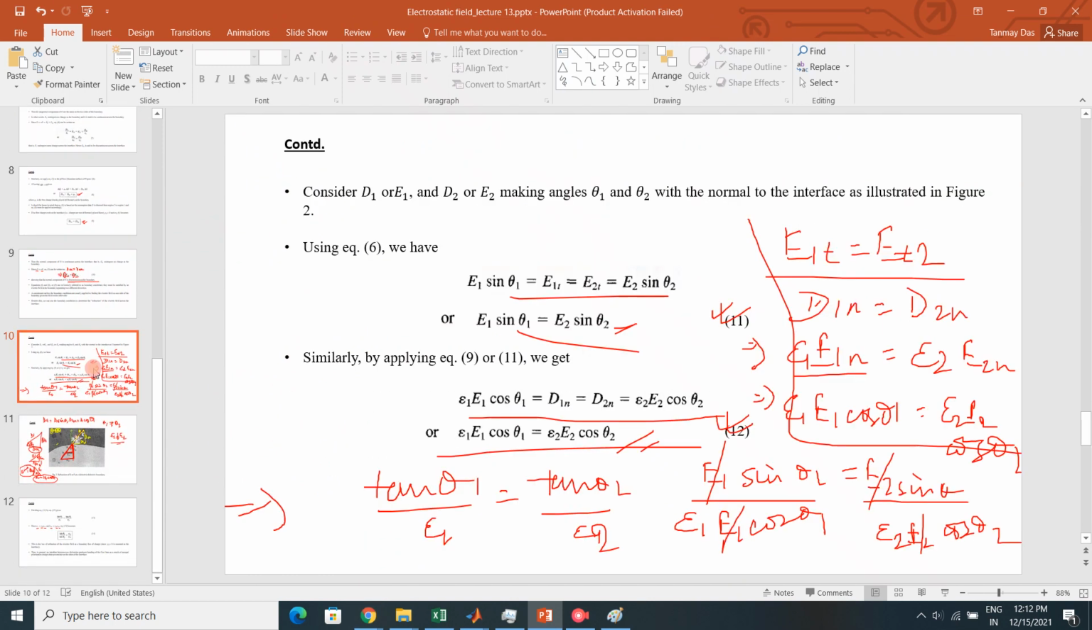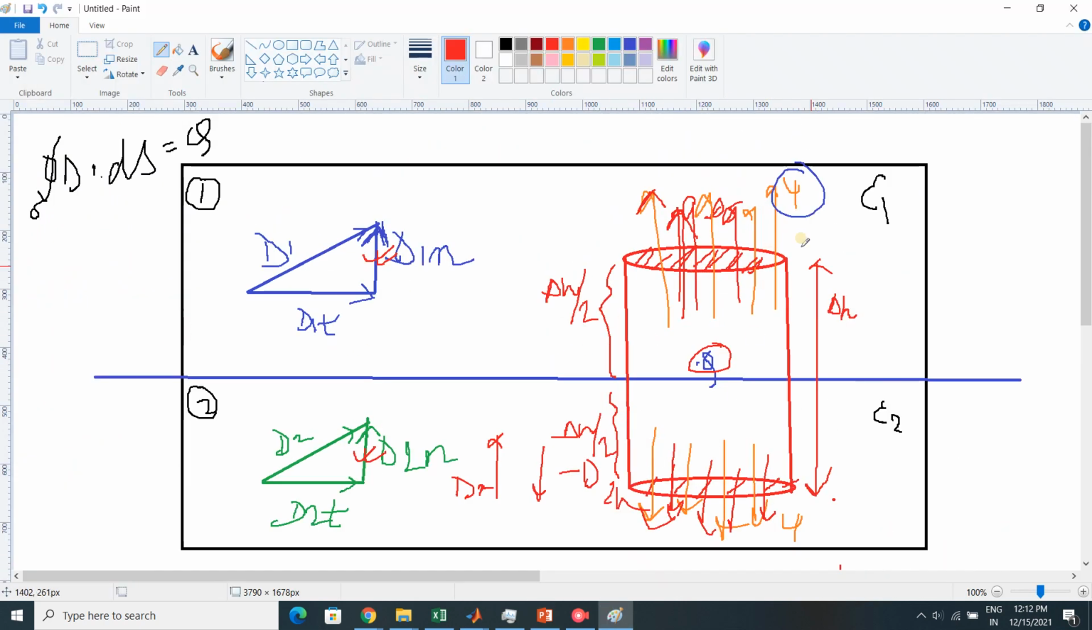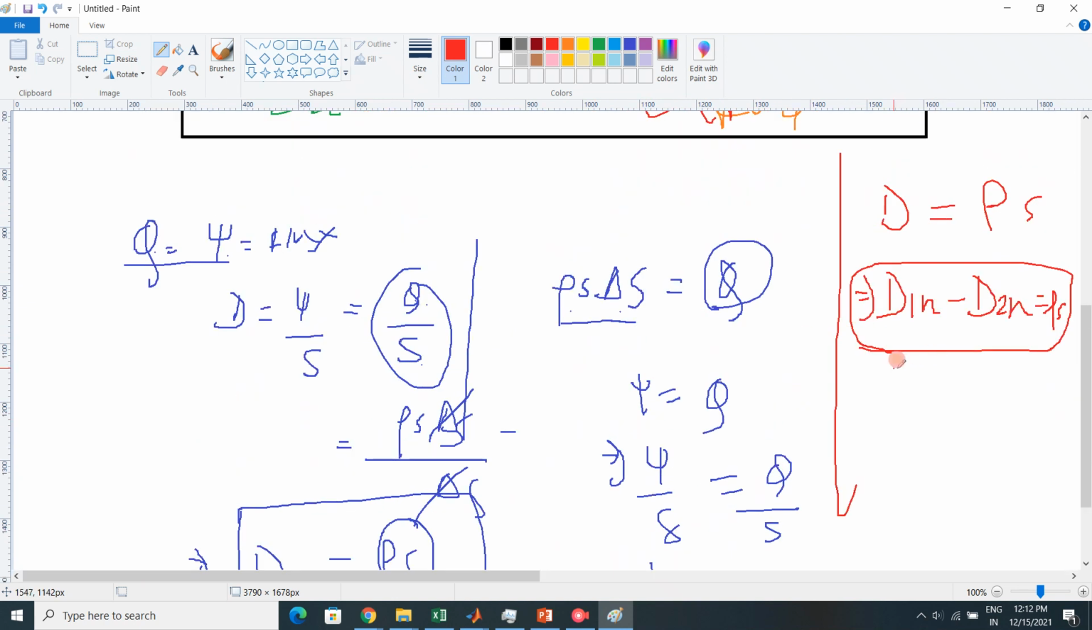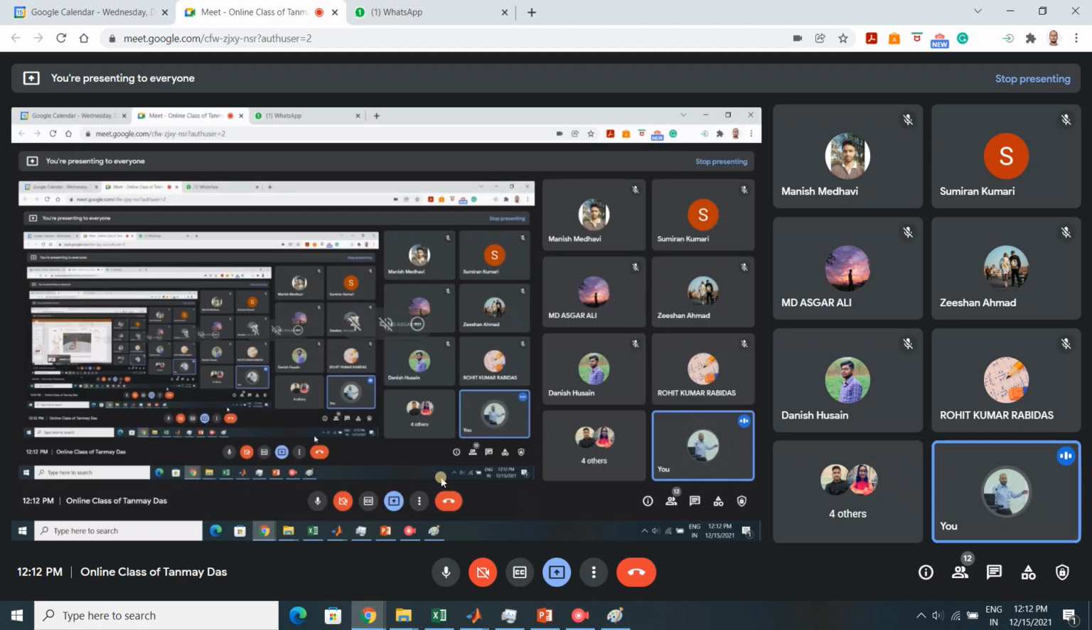Now, if you have any question regarding the second part of this lecture, because the first part was discussed yesterday, do you have any questions regarding this part which I have shown here, this Gaussian surface and the conclusion, as well as the refractive index, refraction?